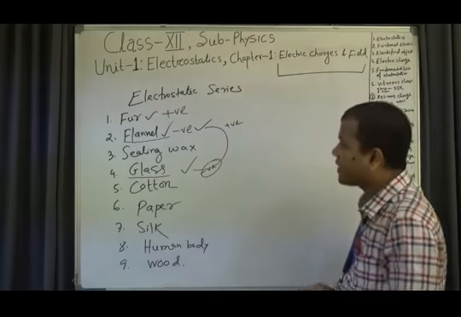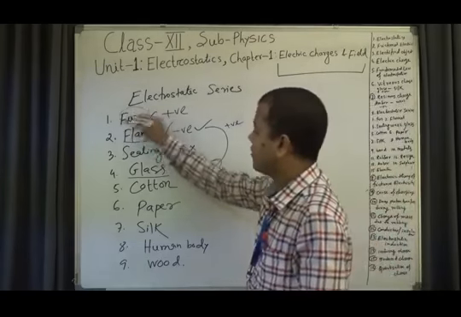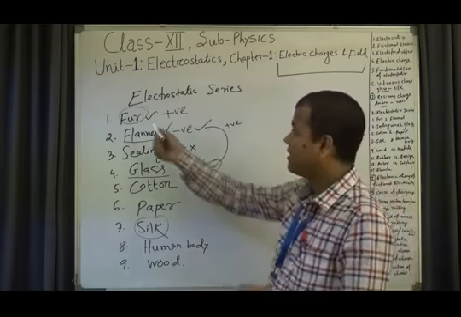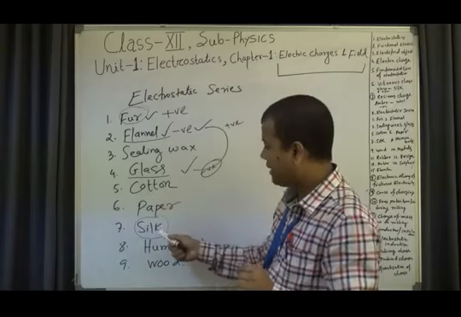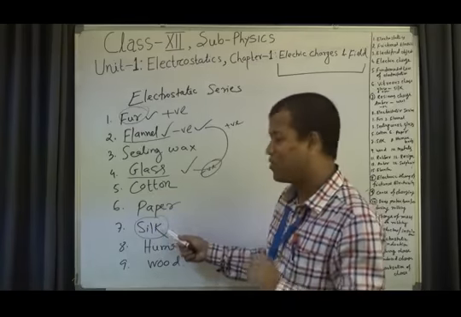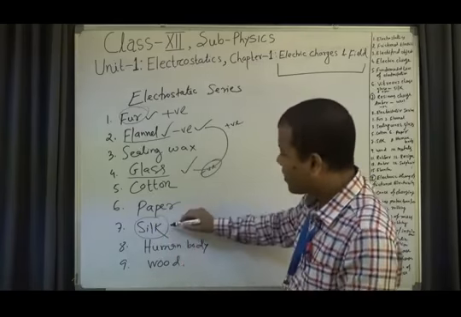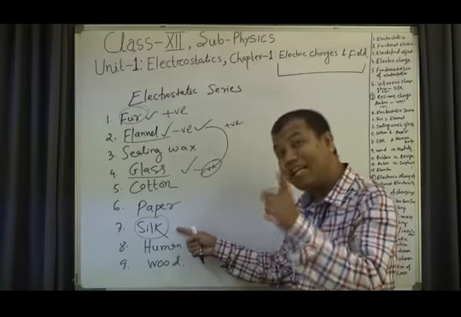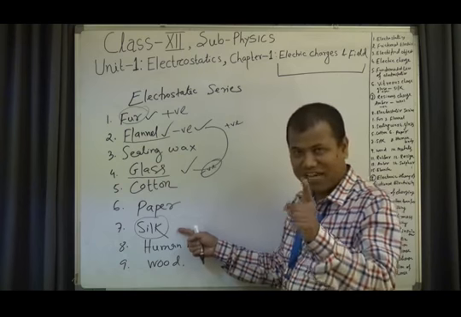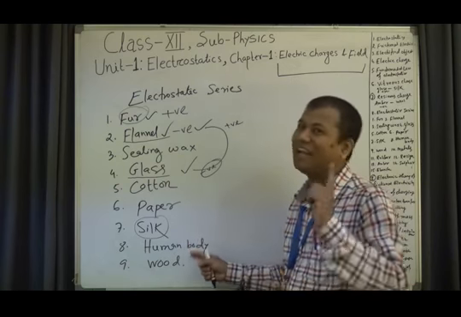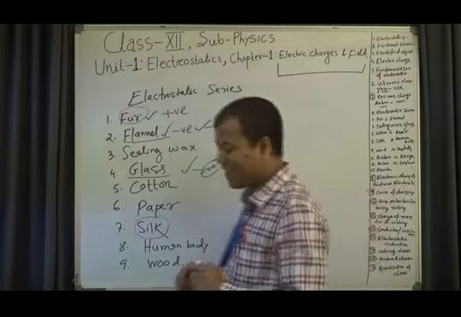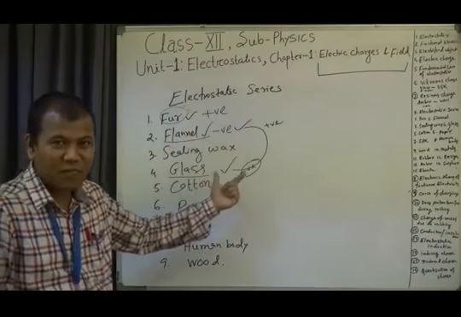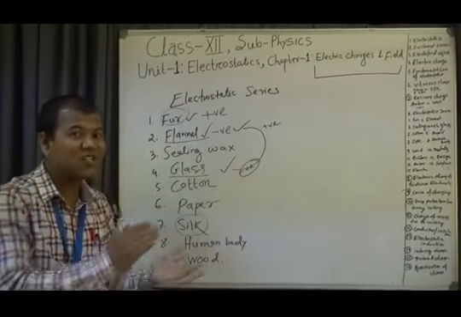Suppose you take fur and silk, then what will happen? If you rub, yes, that fur will acquire positive and that silk will acquire negative charge. But if you rub this silk with human body, then silk will acquire positive charge and human body will acquire negative charge. Okay, so this is very interesting, that in this series all the objects can change their characteristics.